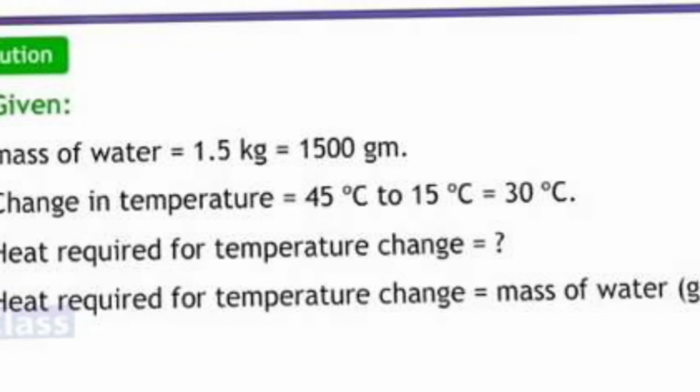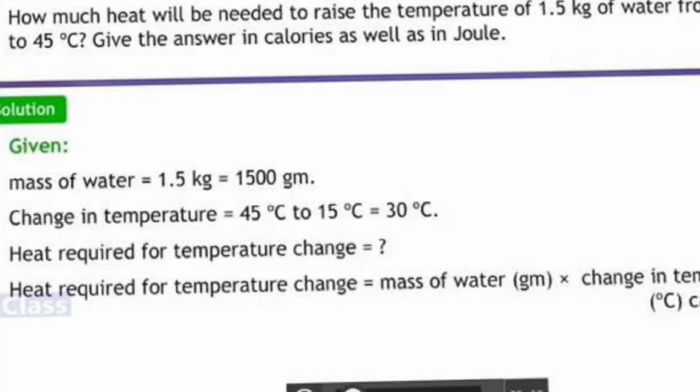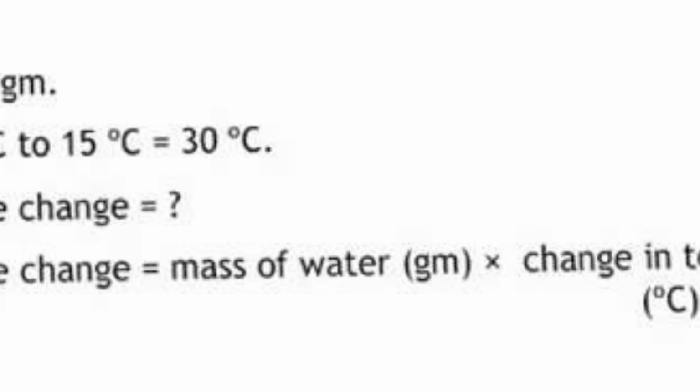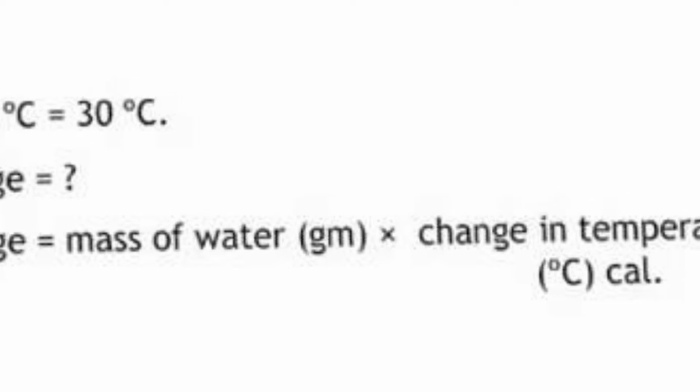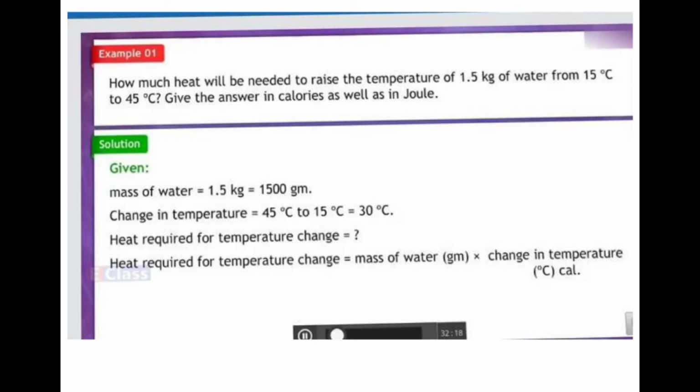Then the change in the temperature 15 से 45 पे लेके जाना है ना. So what is the change? 45 minus 15 gives you 30. So you are going to find out the heat required for temperature change. So heat required for temperature change is mass multiplied by the change. So mass in grams, and then change in the temperature in degrees Celsius, that many calorie. So let us do the multiplication.